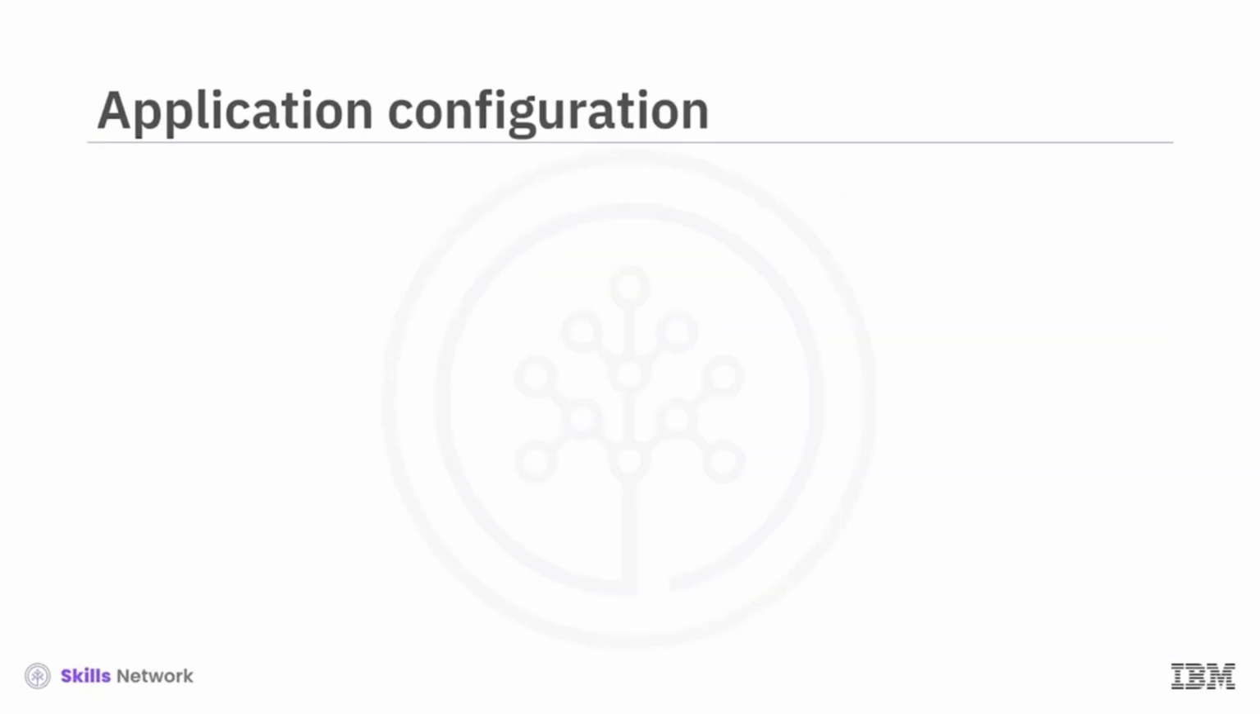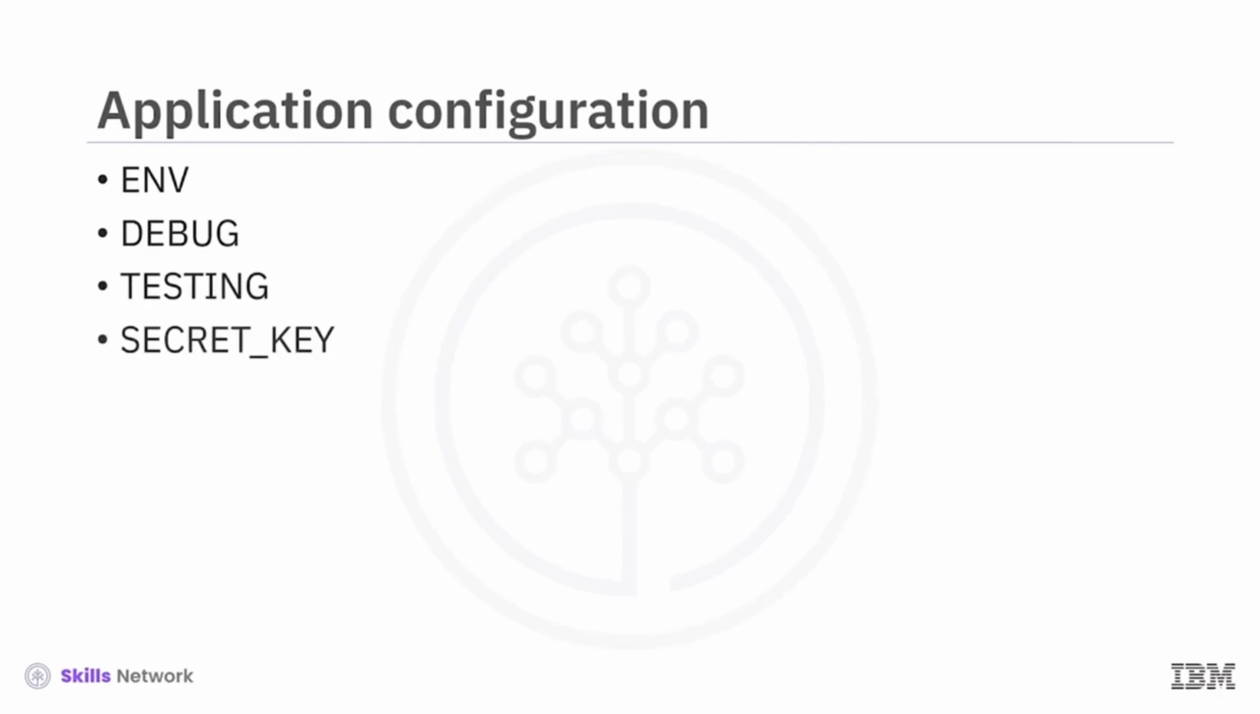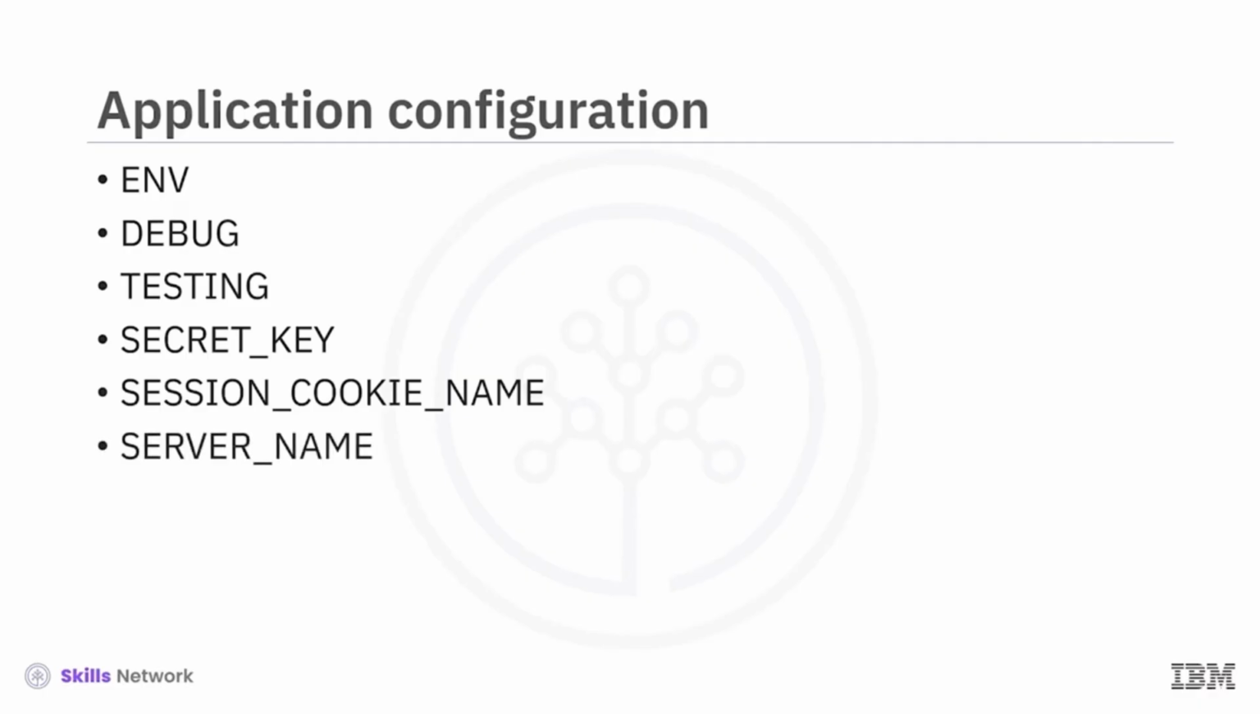Now, you looked at two configurations with FLASK_ENV and FLASK_APP variables. Flask provides various other configuration options that you might use in your application. ENV indicates the environment, production or development, the app is running in. DEBUG enables the debug mode. TESTING enables the testing mode. SECRET_KEY is used to sign the session cookie. SESSION_COOKIE_NAME is the name of the session cookie. SERVER_NAME binds the host and port. And JSONIFY_MIMETYPE defaults to application/JSON.